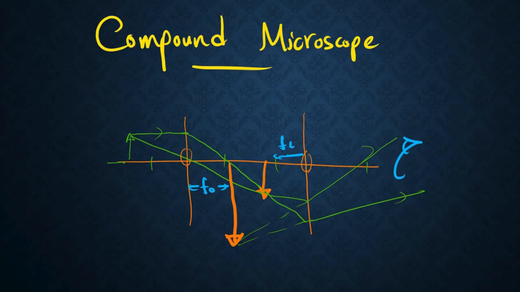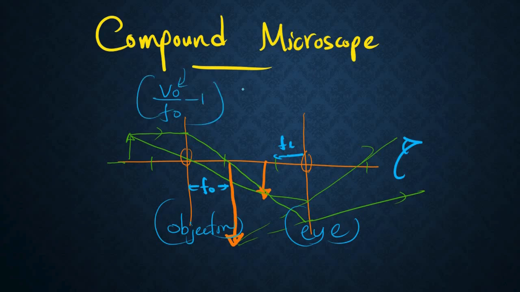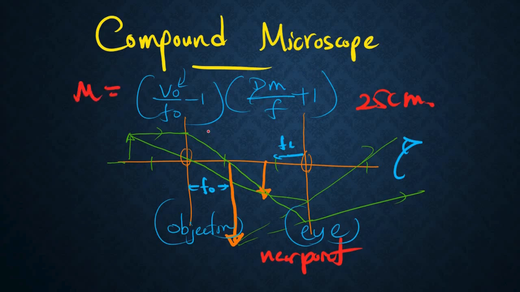Compound microscope magnification. Here the lens closer to the eye is the eyepiece, and here we have the objective, right? So the magnification of the objective is V0 over F0 minus 1. Here V0 is the image distance, and just like in the simple microscope, the magnification of the eyepiece is D_m over F plus 1, because the final image is formed at the near point D_m, 25 centimeters. So this is the magnification of the compound microscope.